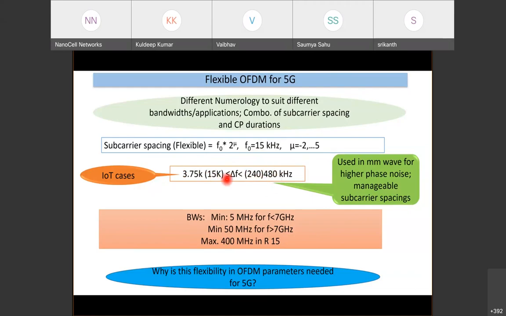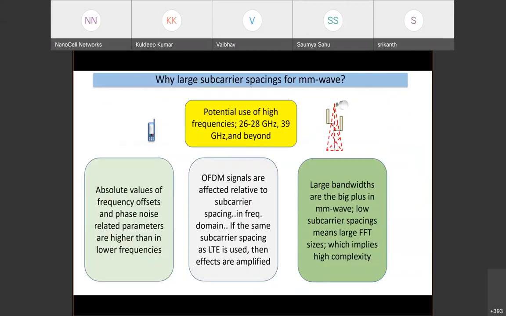How does this help us? This helps us from a variety of angles. Remember, we said that for millimeter wave, which is the high frequency FR2 region of the spectrum, large bandwidths are the more enticing things which will help us to get large data rates. However, to manage that large bandwidth, we also need large subcarrier spacings. Why? From multiple angles. If we take the large bandwidths, and if I use the same subcarrier spacing as LTE, remember LTE bandwidth is 20 megahertz maximum.